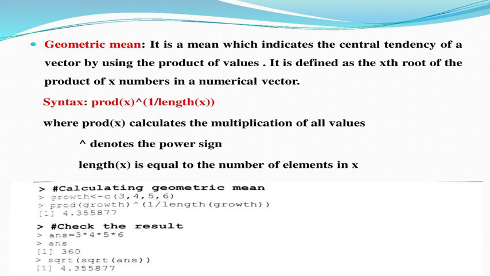The next section checks the result. The value of ans is 360, which is calculated after multiplying 4 numbers. Since the length of the vector is 4, ans should be raised to the power 1 by 4, which means applying square root function twice. Thus, both the results are the same.